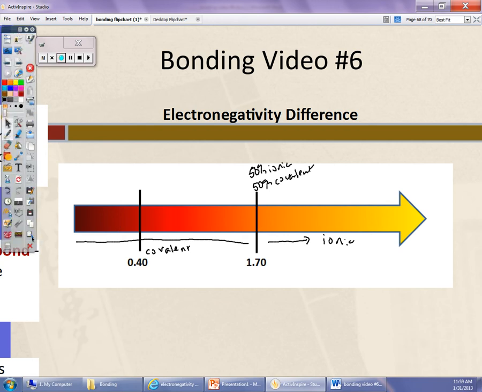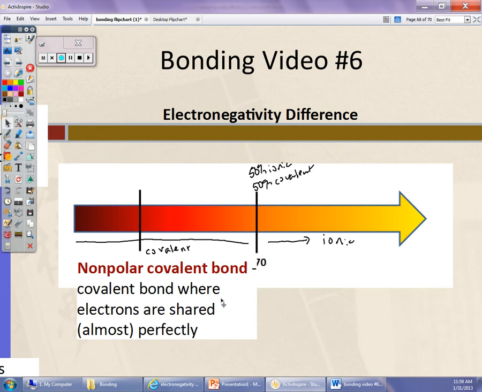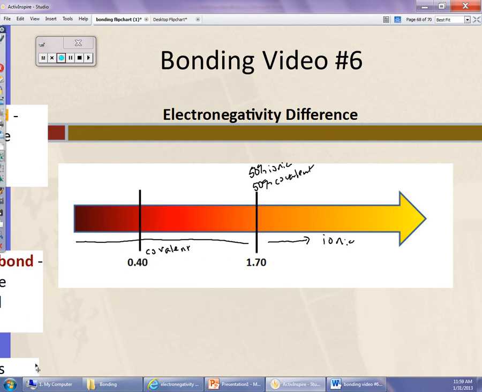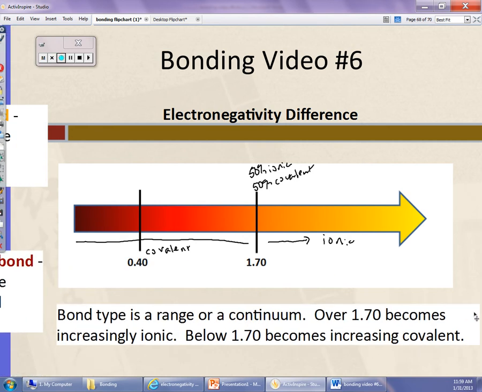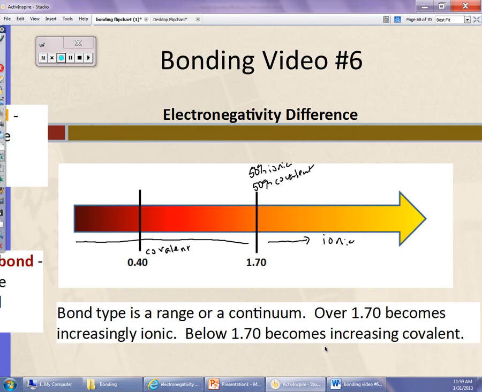So to recap that, the type of bonds you have is a range or a continuum. As you go up, you become increasingly ionic, to the point that at 1.7 and higher, you're called ionic. When you go down, you become increasingly covalent. You get more covalent characteristics. Below 1.70, or 1.69 and less, is covalent.